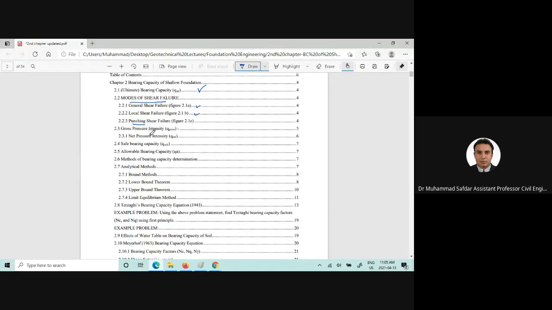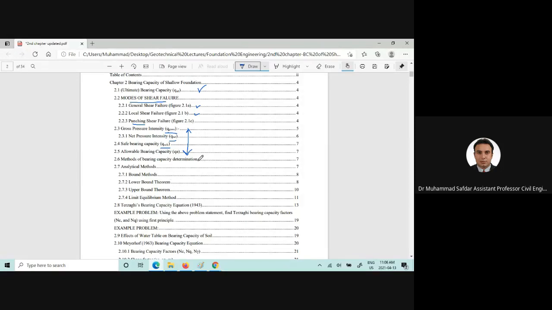Then we will move towards a few terms which are important to understand, for example, the gross pressure intensity, the net pressure intensity, and the safe pressure intensity. Whenever we say pressure intensity or bearing capacity, these are used interchangeably, so don't confuse yourself about the terminologies. Those are related to the bearing capacity of the soil.